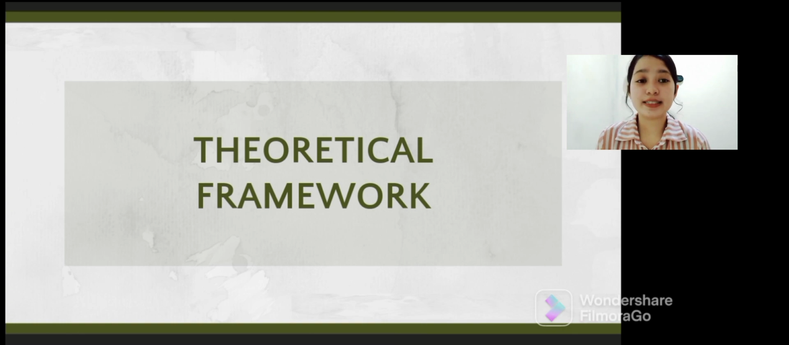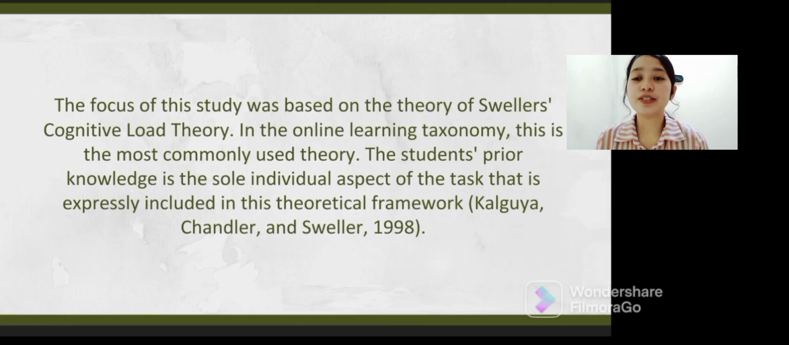Next is the theoretical framework. The focus of this study was based on Sweller's cognitive load theory. In the online learning taxonomy, this is the most commonly used theory. The student's prior knowledge is the sole individual aspect of the task that is expressly included in this theoretical framework.